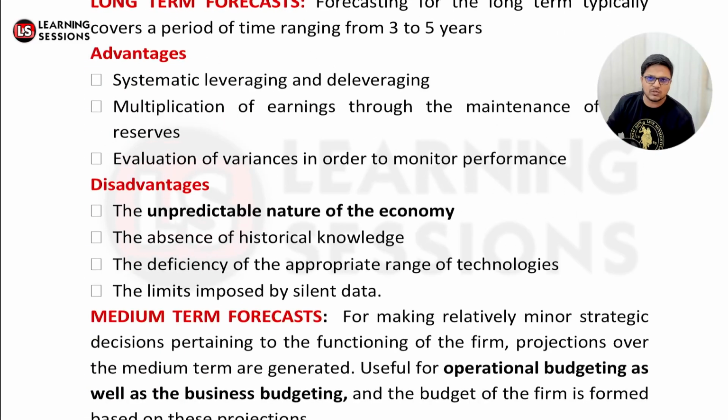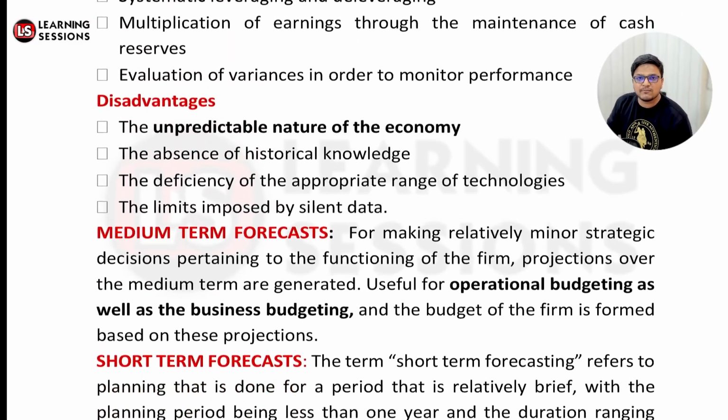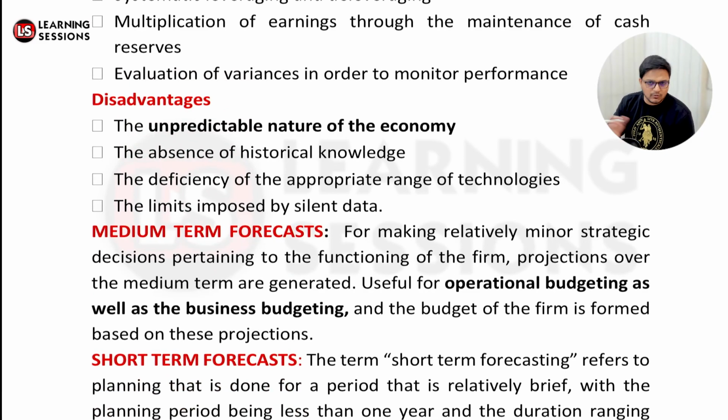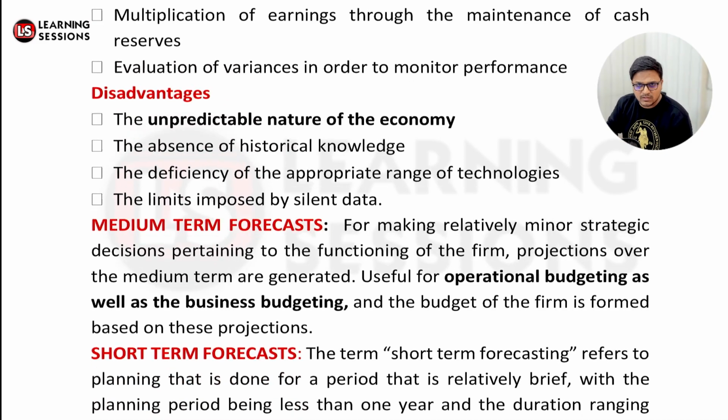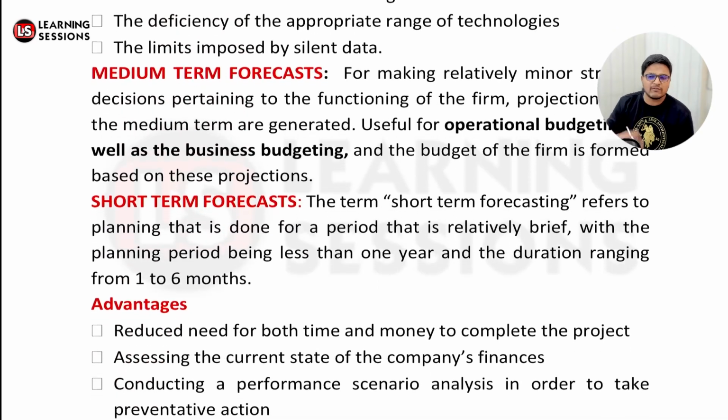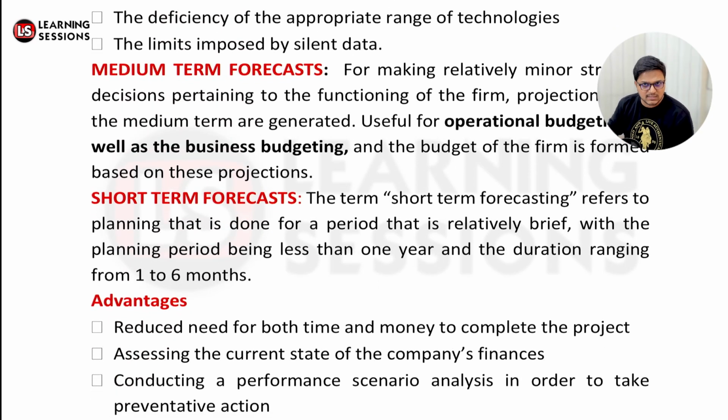It may not be beneficial to you, right? And for the medium term forecast, it can help you with budgeting, the business budgeting purposes. If we look at the short term forecast, I've already told you the time range is from 1 month to 6 months. And what are the advantages?